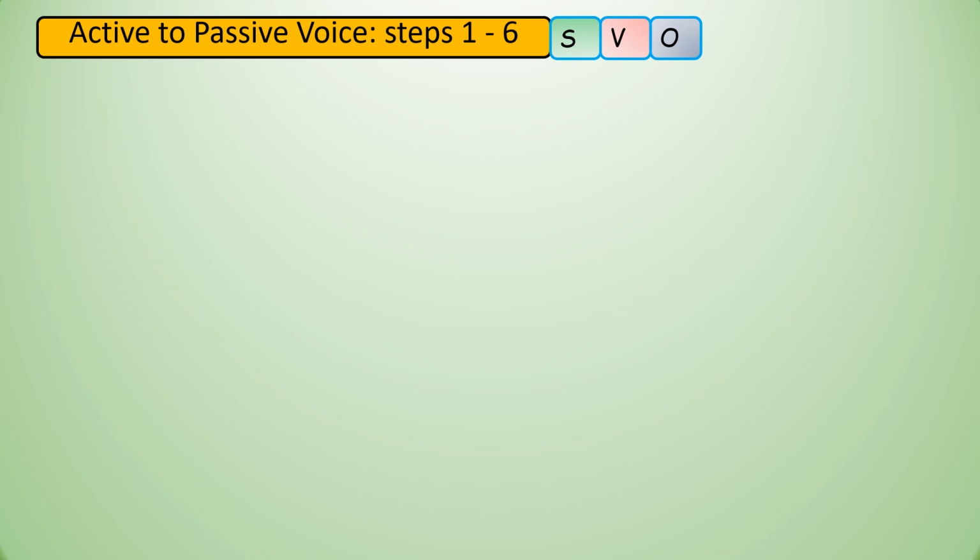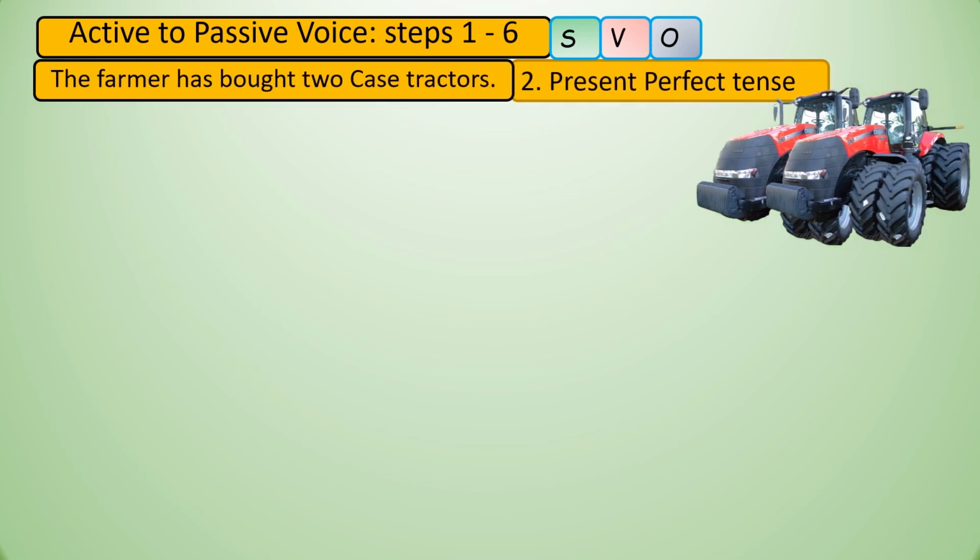Active to passive voice steps 1 to 6: SVO, subject, verb, and object. We have another sentence here, and this time the farmer has bought 2 case tractors. It's a brand of tractor. We have a different tense here, so we can have an experience of how to navigate with different tenses in English. Step 2, present perfect tense. So that has bought is our indication.